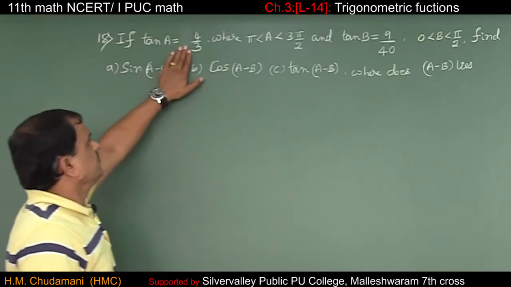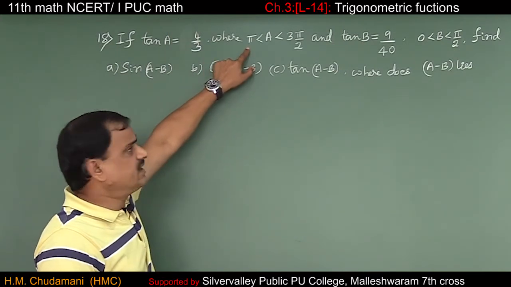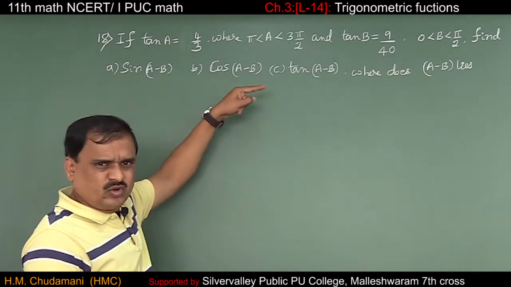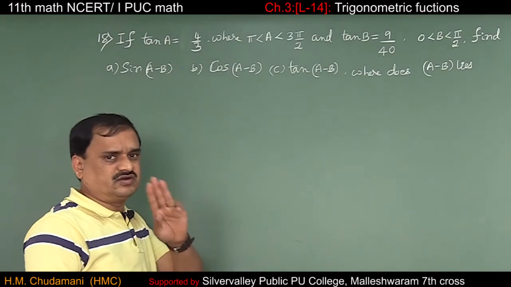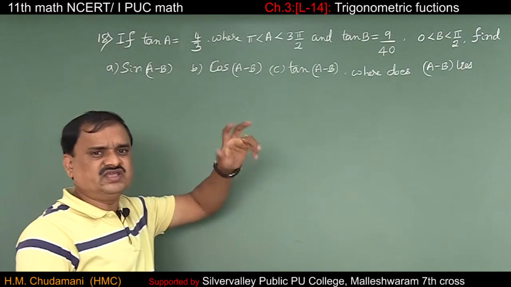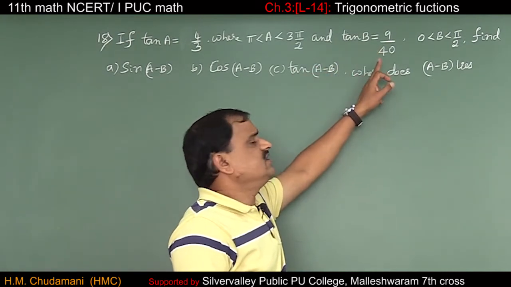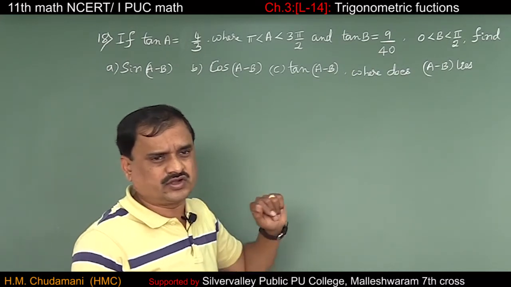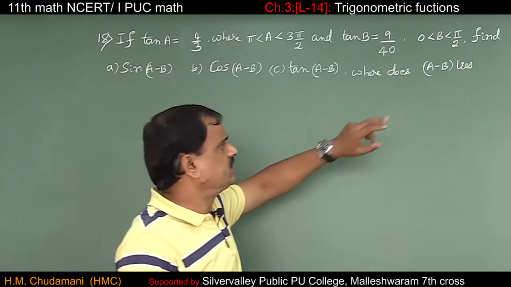If tan A is equal to 4 by 3, where A is greater than pi and less than 3 pi by 2. So angle A is more than 180 degrees and less than 270 degrees, which means the third quadrant. In the third quadrant, tan is positive, whereas sin A and cos A are negative. Tan B equals 9 by 40. 9, 40 and 41 are the Pythagorean triplets. Here 4, 3 and 5 are the Pythagorean triplets.